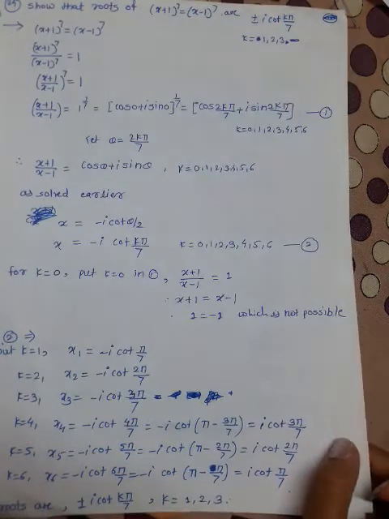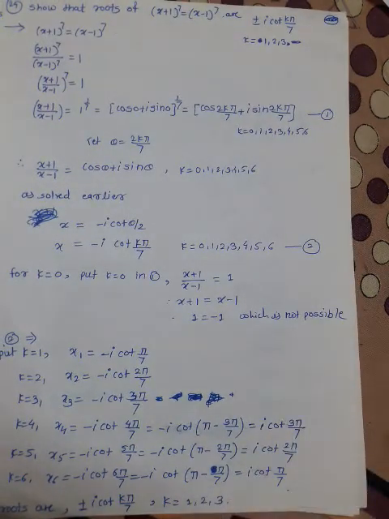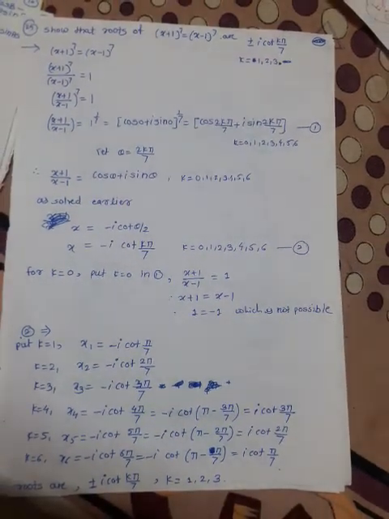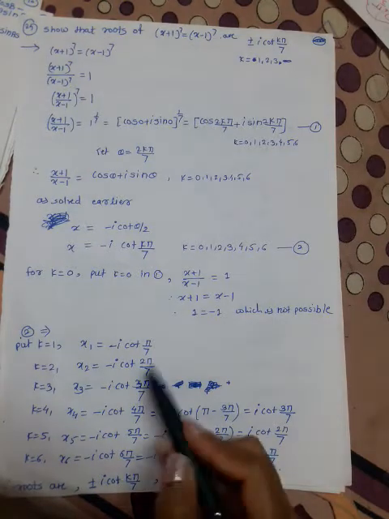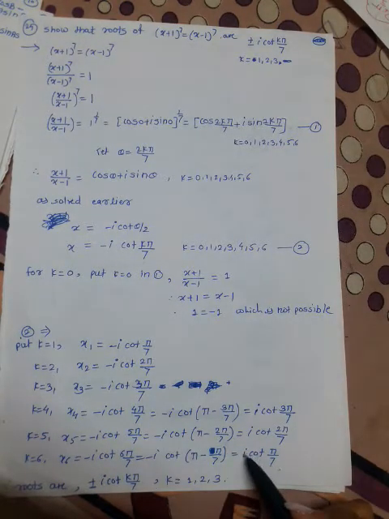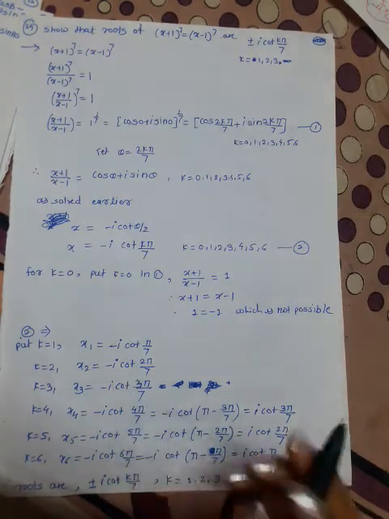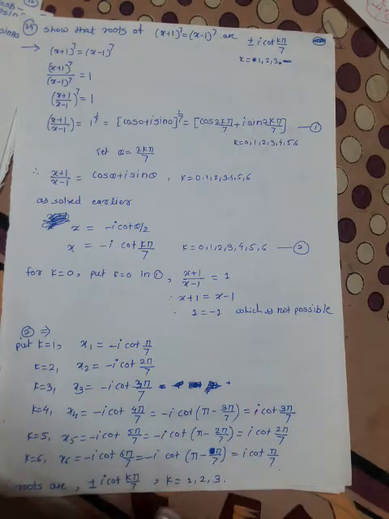Okay, this is what we wanted to prove. In this way 3 roots are the same, and the rest of the 3 roots are only opposite in sign. Therefore we have only 3 roots, plus minus i cot k pi by 7, where k takes 1, 2 and 3. Okay.